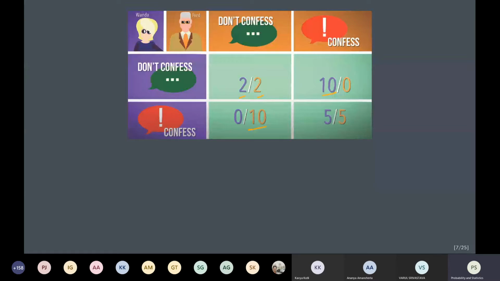Similarly for the other way around. Okay, and then if they both don't confess, then 5 years each, right? So these are problems that are part of something called a two-player game, where the players are trying to optimize their profit in some sense.